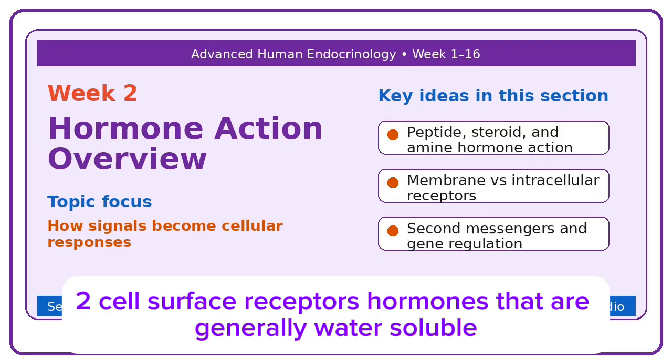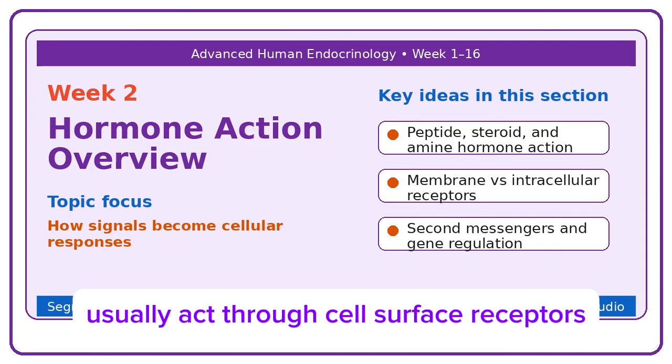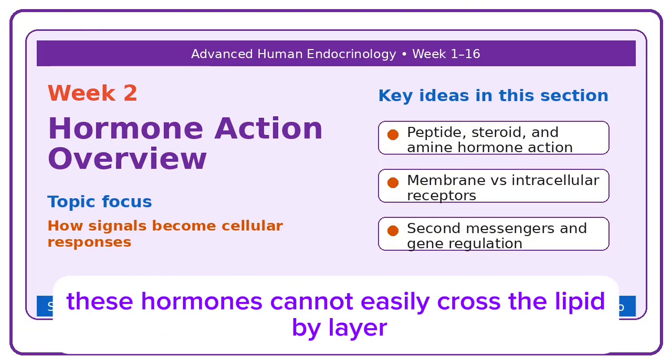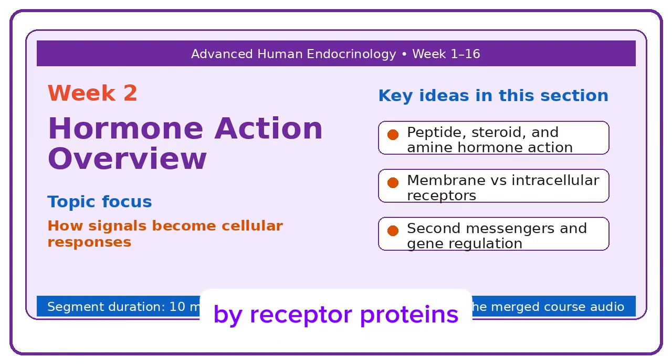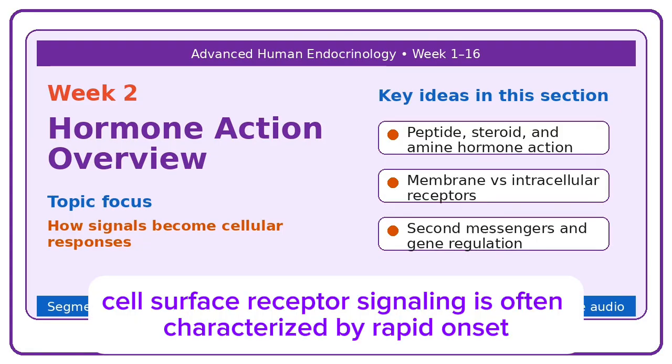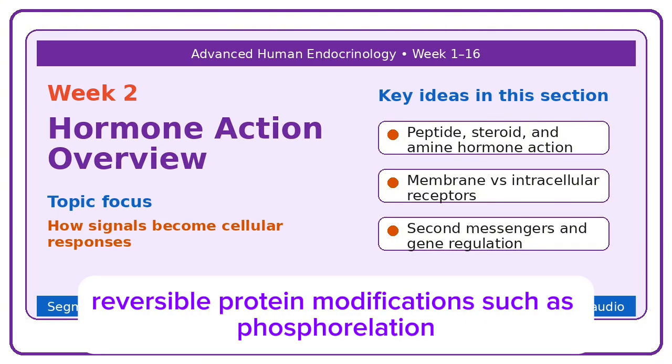2. Cell surface receptors. Hormones that are generally water-soluble, such as many peptide hormones and catecholamines, usually act through cell surface receptors. These hormones cannot easily cross the lipid bilayer, so information must be transmitted across the membrane by receptor proteins. Cell surface receptor signaling is often characterized by rapid onset, signal amplification, use of second messengers, reversible protein modifications such as phosphorylation.